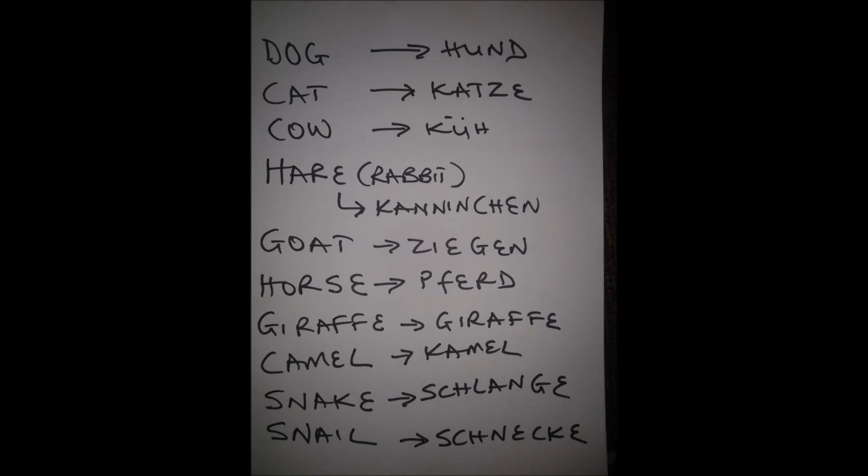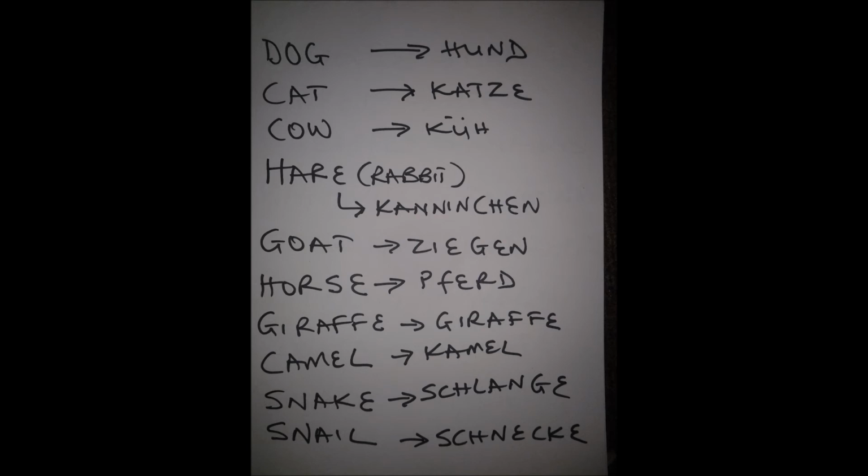Names of animals. Dog is Hund. Cat is Katze. Cow is Kuh. This rabbit, the one that runs around in the bush, they call it Kaninchen. Goat is Ziege. Horse is Pferd. You forget about the P, you just pronounce it with F. Pferd. Giraffe is Giraffe. Camel is the same thing, Kamel.